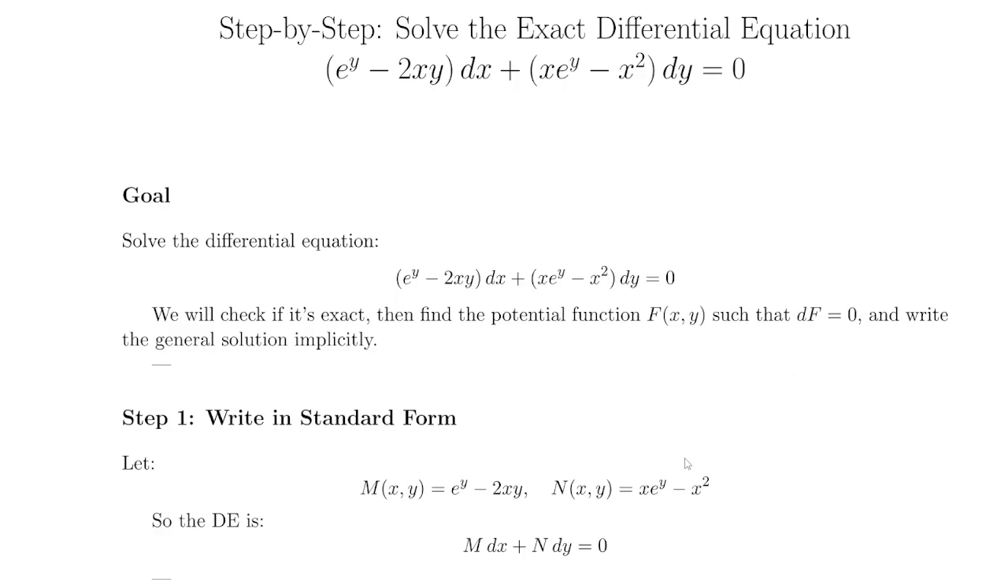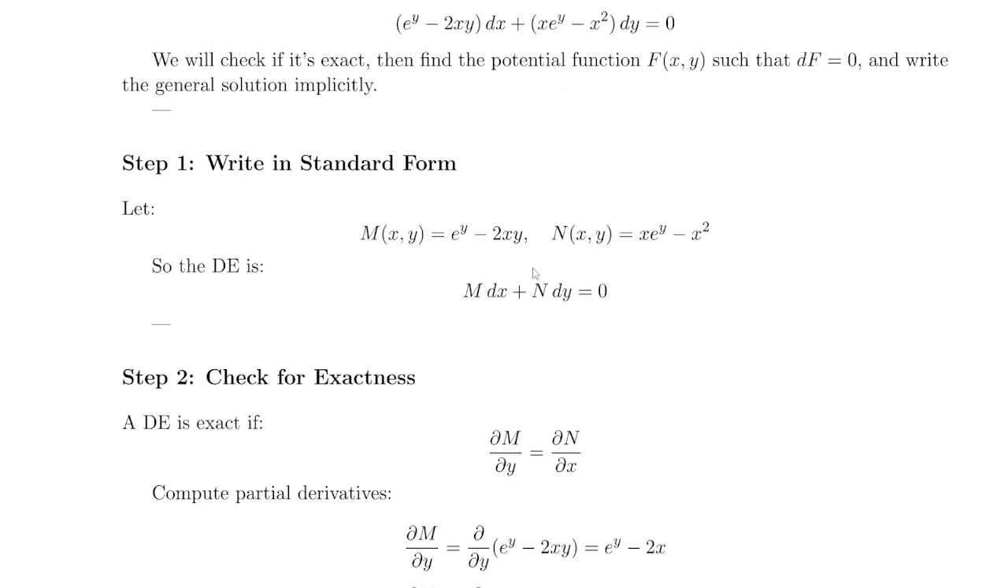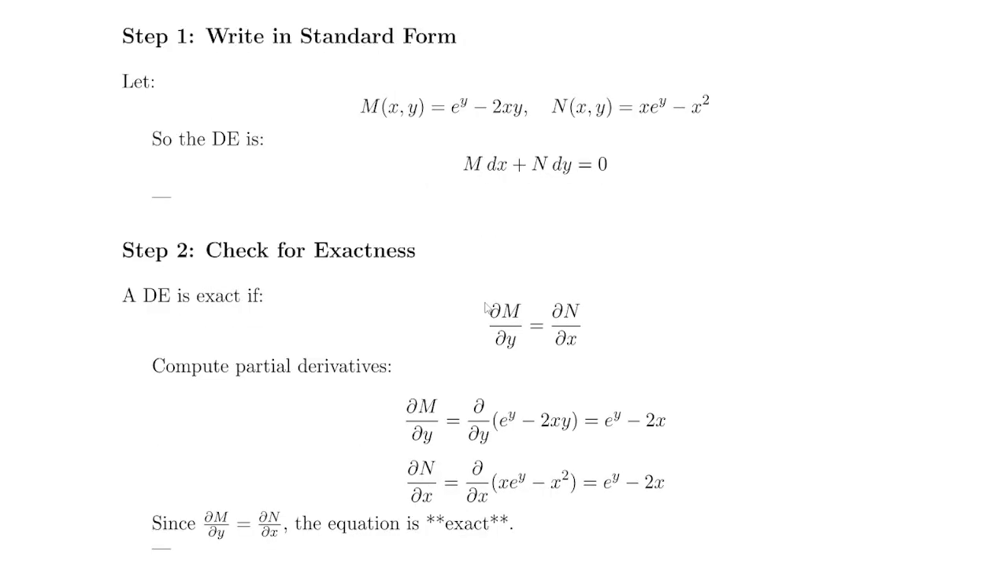We're going to define M(x,y) equal to e^y - 2xy, and N(x,y) equals x e^y - x^2. So that is in the form of M dx + N dy = 0. Now the next step is to check for exactness.